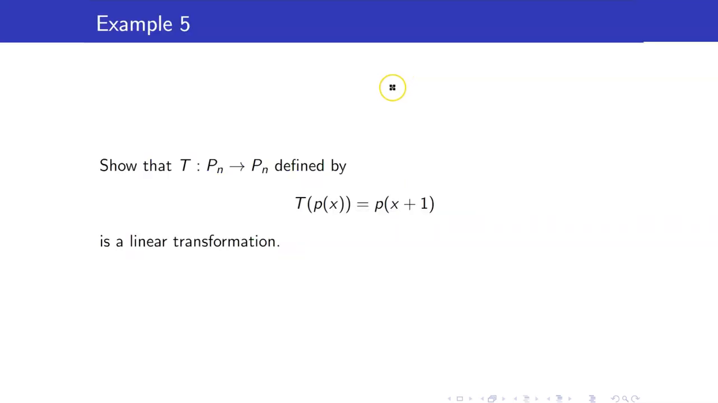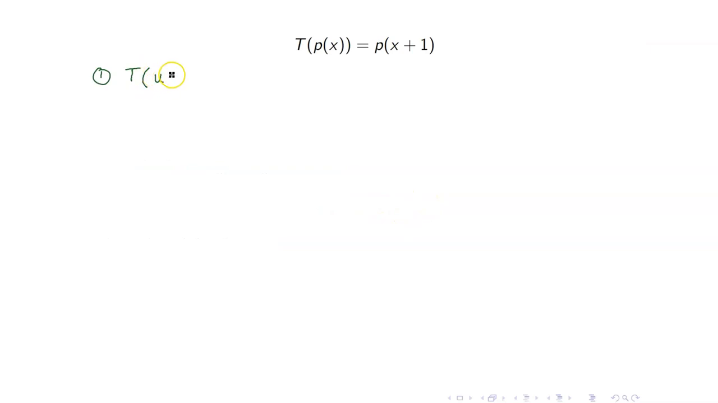Here's another example. We now have a function from Pn, the set of polynomials of degree less than or equal to n. It maps a polynomial P of x to P of x plus 1. Let us verify our first property.